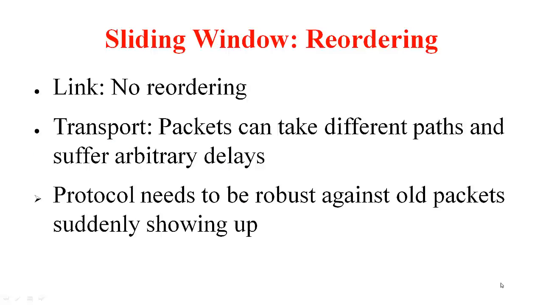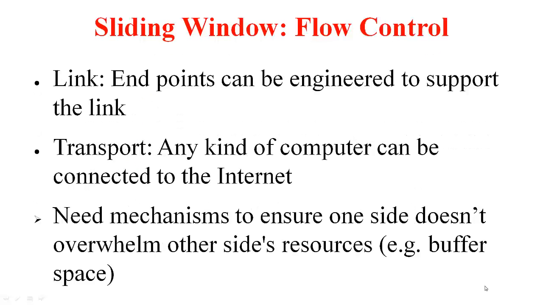The other issue is reordering. At the link layer, there will not be any reordering, whereas at the transport layer, because the packets can take different paths and suffer arbitrary delays, there is scope for reordering. So you need to ensure that the protocol is robust against old packets suddenly showing up in the middle of a new connection.